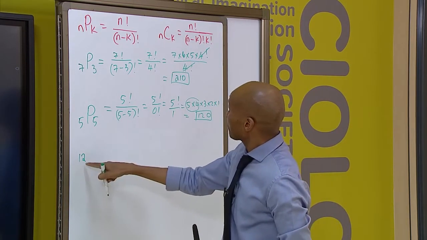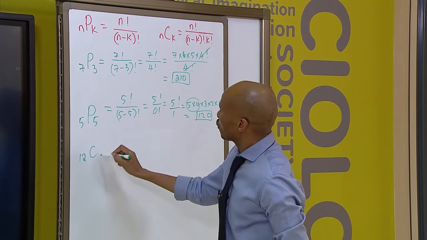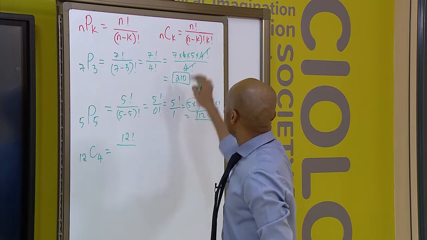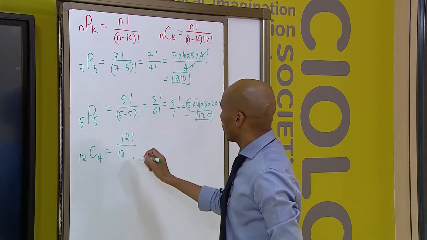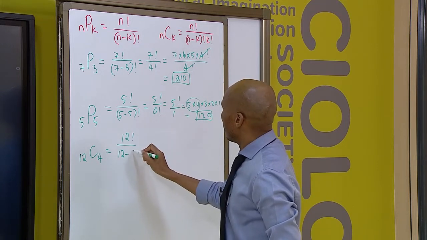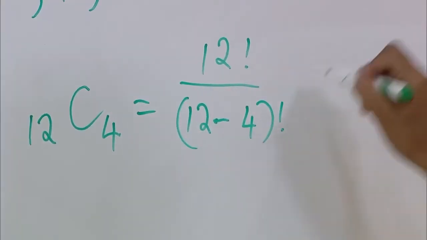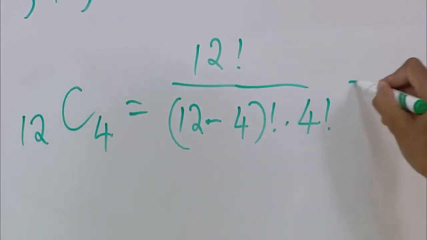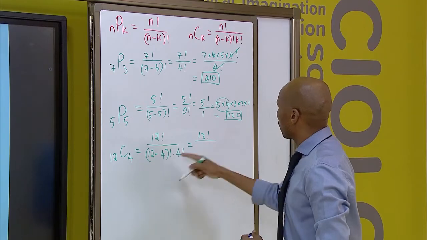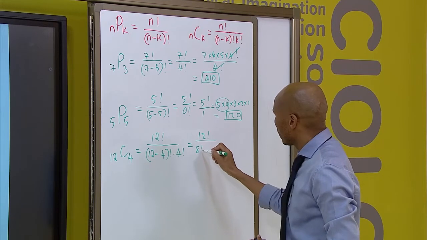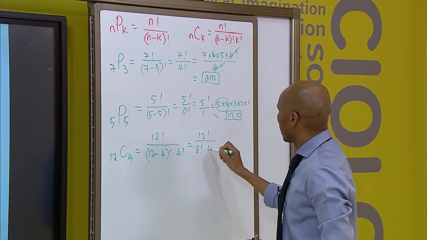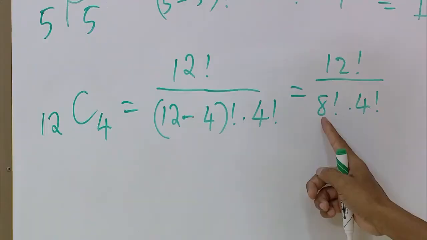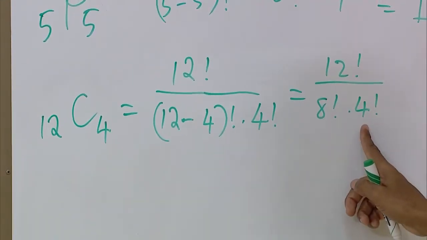And if the order does not matter, we use combinations. So that will be 12 choose 4. So that will be 12 factorial using the formula, over 12 minus 4 factorial multiplied by 4 factorial. So that will be 12 factorial over 8 factorial multiplied by 4 factorial. You don't multiply 8 times 4. No, you don't do that.